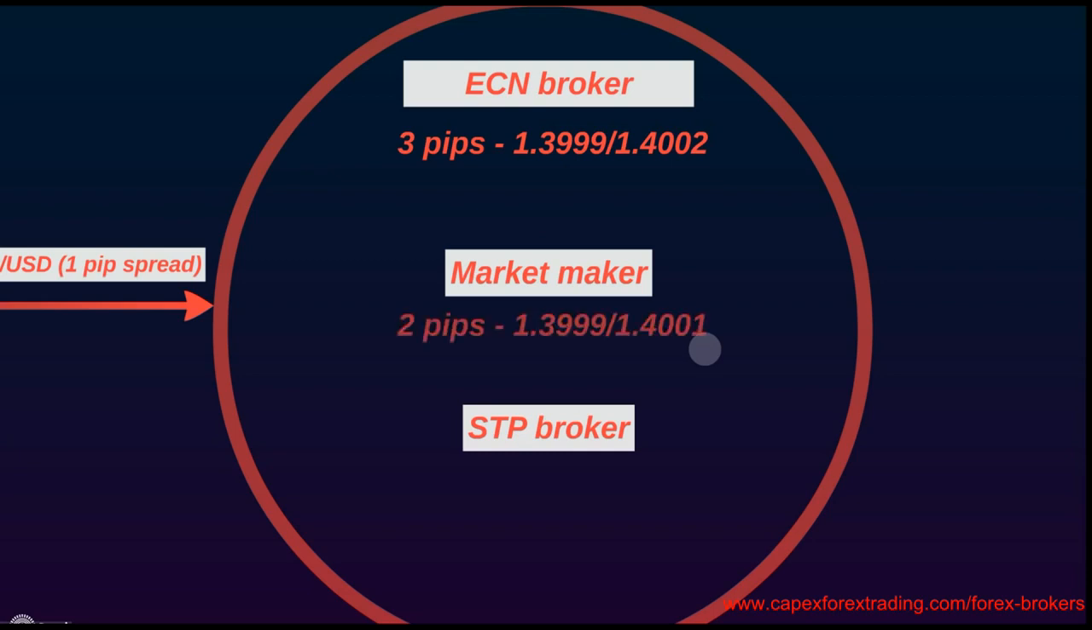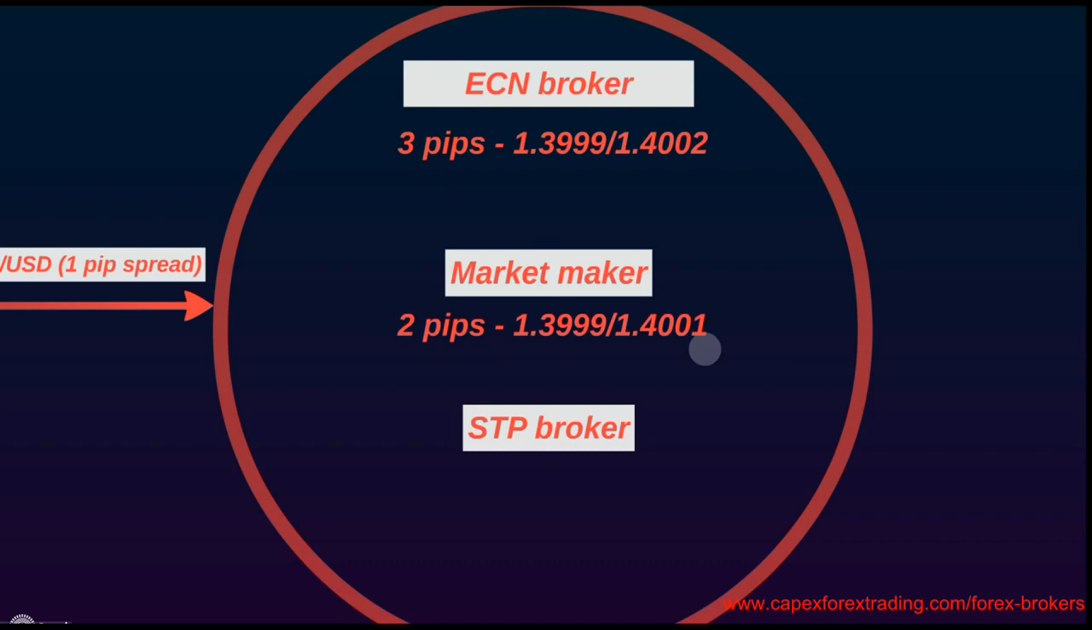The market maker will do exactly the same. So they will take this 1 pip spread, but they will undercut the ECN broker by adding only 1 pip on top of the original 1 pip spread. So the total here is 2 pips. So they will quote this price, which is different to the original interbank price, but it's also different to the ECN broker's price. And this is why the prices were different in the 2 charts that we were looking at earlier.